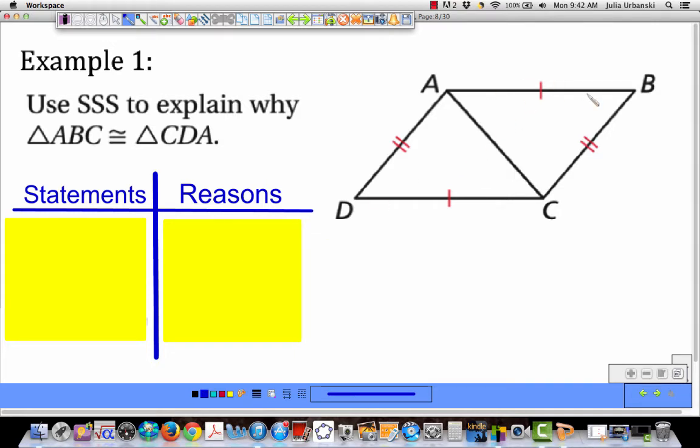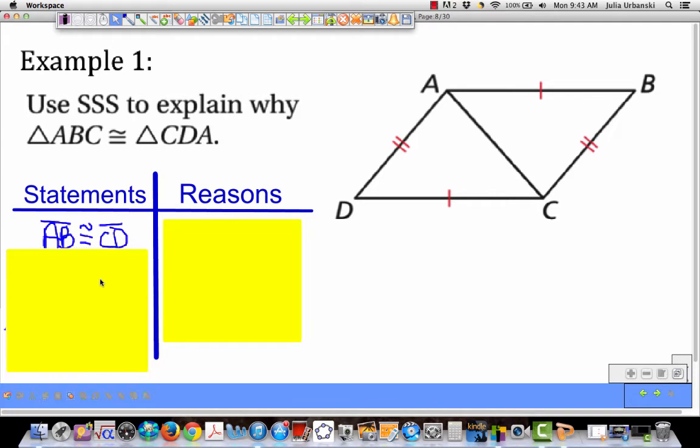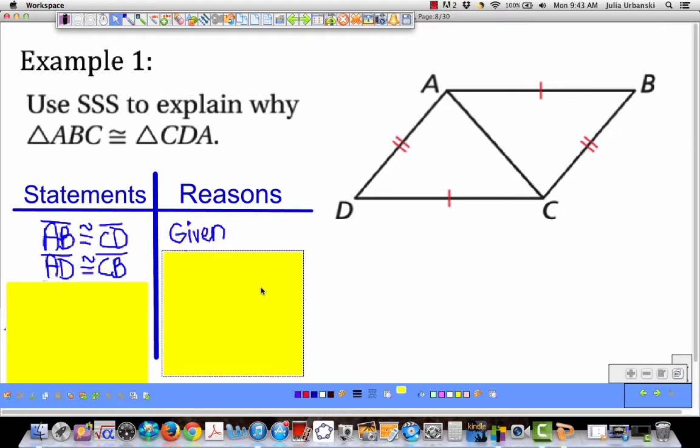You know that this mark is congruent to this mark, and you know that this mark is congruent to this mark. So therefore, side AB is congruent to side CD. And at the same time, side AD is congruent to side BC. That's what we know. How do we know that? Because it's given. Both of those are given.